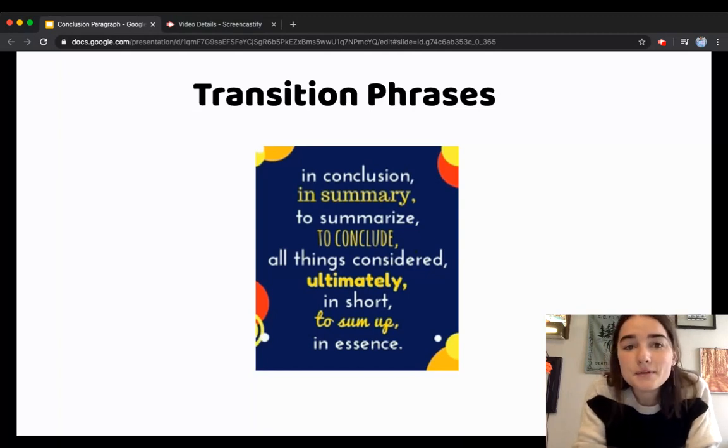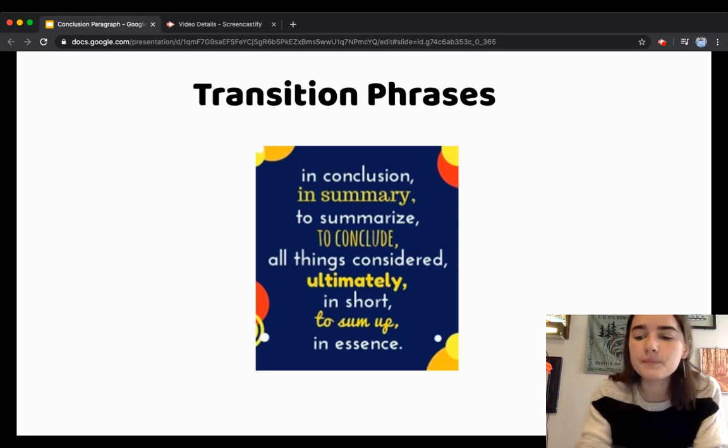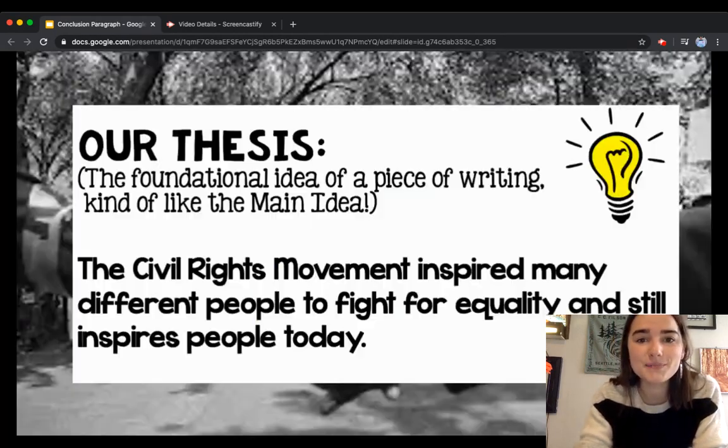Here are a couple examples of some transition phrases. In conclusion, in summary, to summarize, to conclude, all things considered, ultimately, in short, to sum up, and in essence. These simple phrases tell the reader that, oh, okay, yep, it's time for the conclusion. The writer of the essay is going to wrap up all the ideas they already stated, and if you have read an essay before, readers will know, okay, they're going to bring it all together. They're going to tell me why this is important. So we're going to add this in our conclusion.